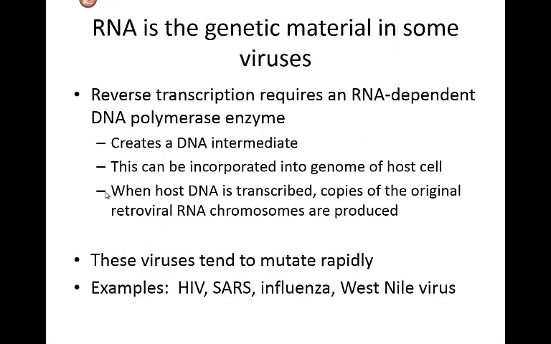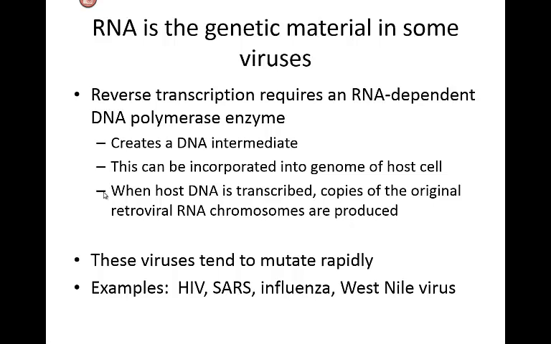Now we do have evidence that RNA can be the genetic material in some viruses. We do not have any evidence that it is a genetic material in any cells, but it can be the genetic material in some viruses. And the key difference between a cell and a virus is that a virus cannot replicate on its own. It needs some of the machinery in a cell so that it can successfully replicate.